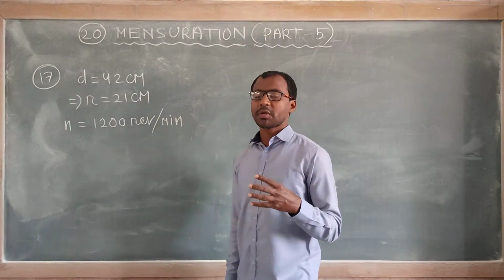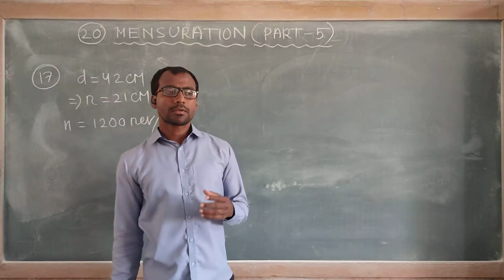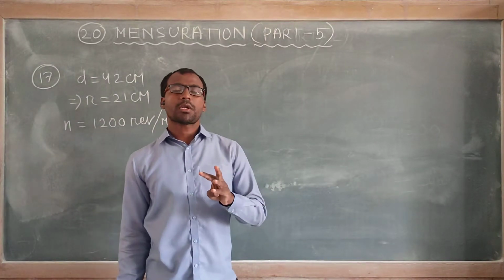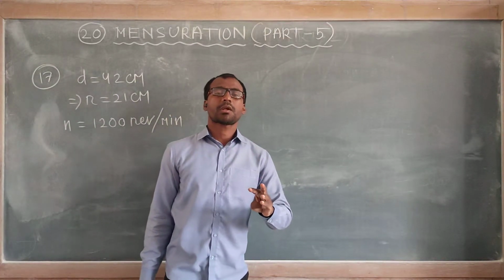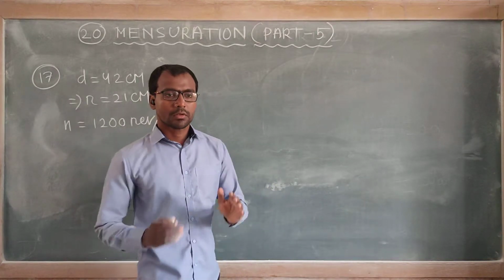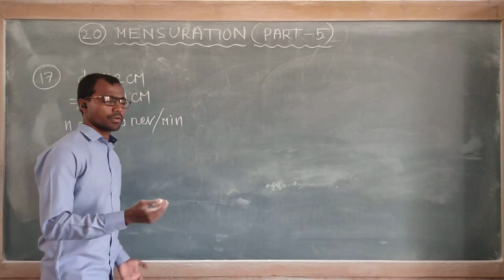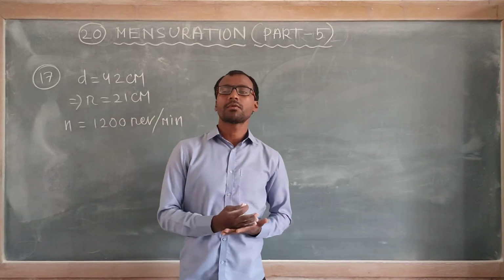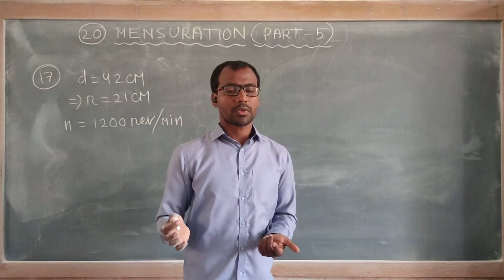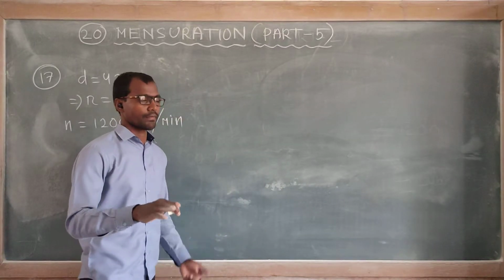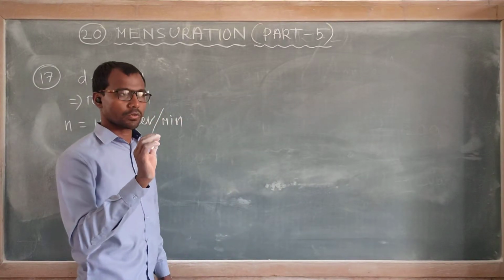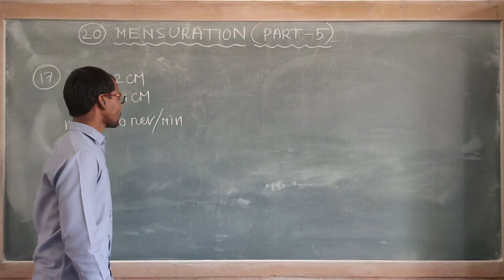Speed of an object is usually given in meter per second or kilometer per hour. So let us go for meter per second. That will be easier. Once we get the speed in meter per second, we can easily convert to kilometer per hour by multiplying by 18 by 5. So that is not a big deal. Let us go for meter per second first.